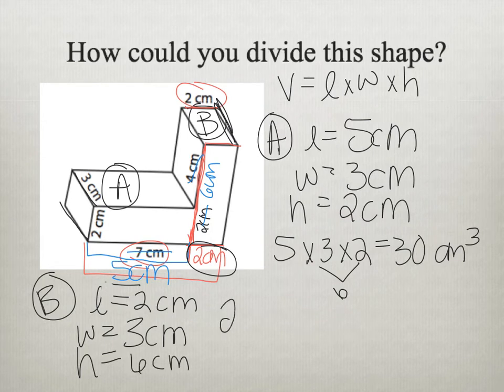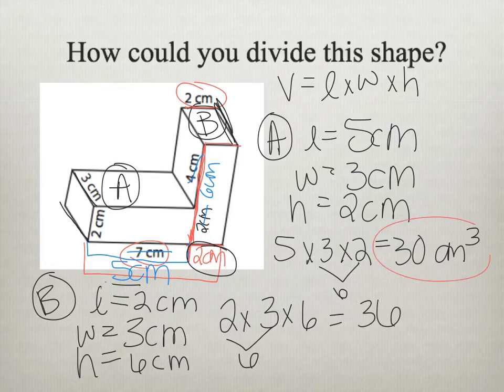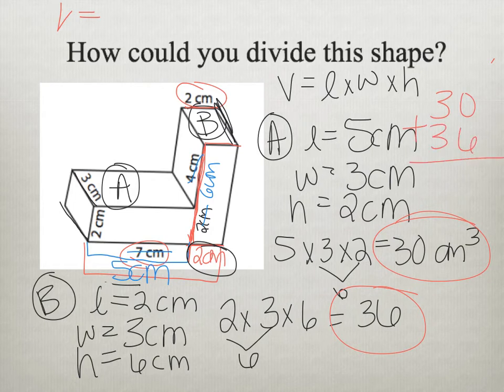So let's multiply 2 times 3 times 6. 2 times 3 is 6, and 6 times 6 is 36. So if we add both of those together, 30 and 36, 30 plus 36 gives us 66. Our volume is 66 centimeters cubed. That's what the total volume is for this composed figure.